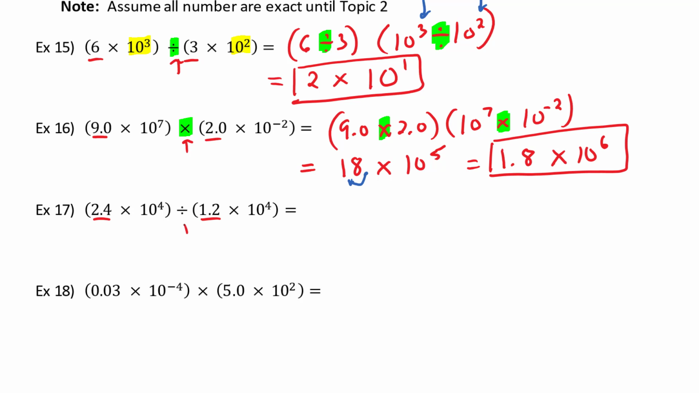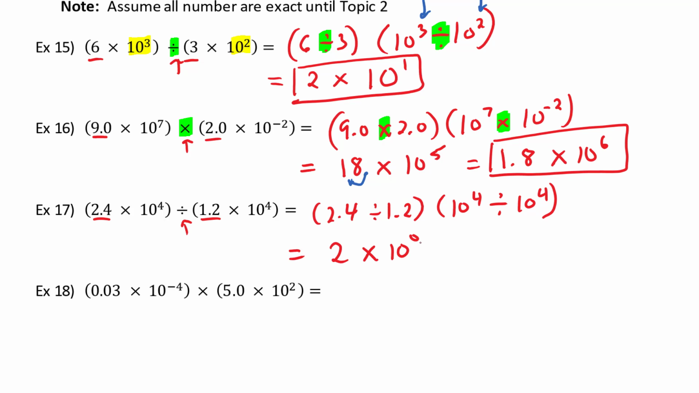Let's do example 17 now. You can see we have those two values and we're dividing them. 2.4 divided by 1.2, and then 10 to the exponent 4 divided by 10 to the exponent 4. Now notice here we have the exact same exponent here on our base of 10. However, when we're multiplying and dividing, it doesn't matter. Let's do the math now. 2.4 divided by 1.2. Notice I picked some nice easy numbers. That's exactly 2. We have 10 to the 4 divided by 10 to the 4. So I'm subtracting it. 4 minus 4 is 0. 10 to the 0 is the same as saying 1, and 2 times 1 is 2.